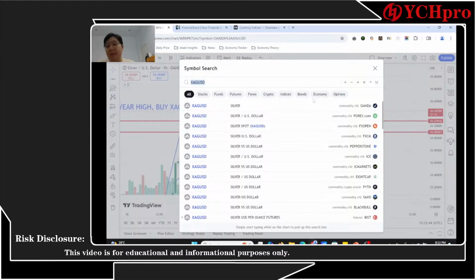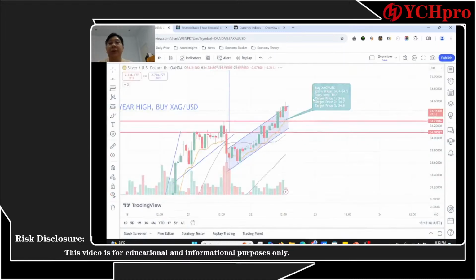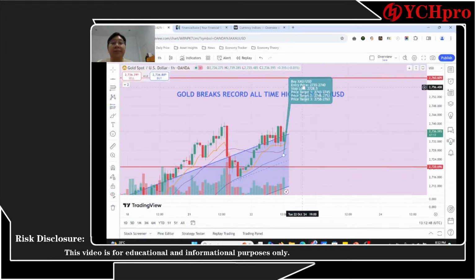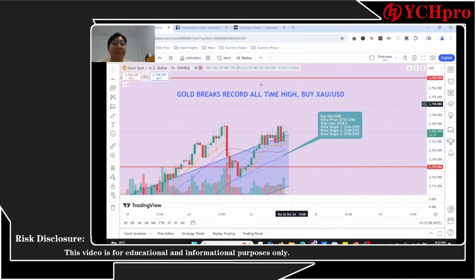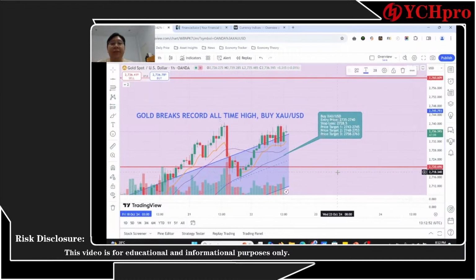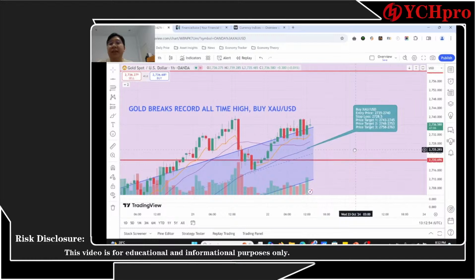Alright, so let us see how gold prices react for now. Actually, everything is still pretty much on track, just a slight drop down in this 1 hour time frame.